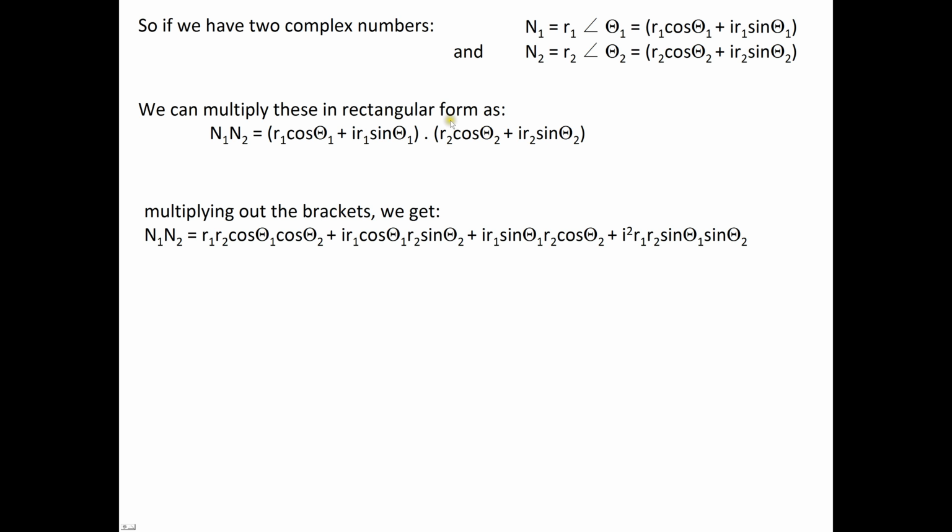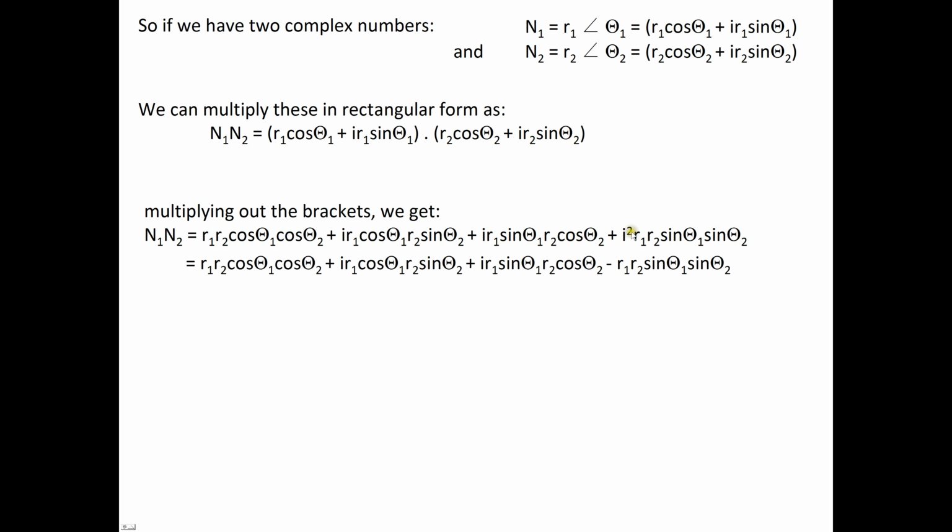times this term, so that's I times r1 sin theta 1 times r2 cos theta 2, and then finally this term multiplied by this term, so that gives us I squared r1 r2 sin theta 1 sin theta 2, and that equals this term here.